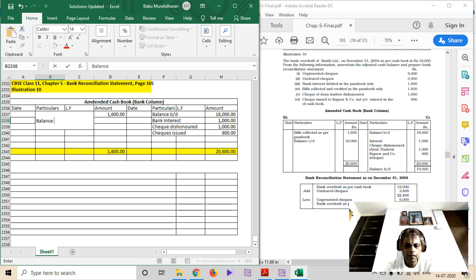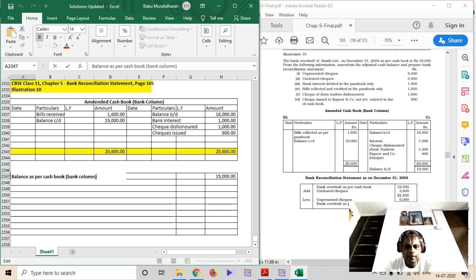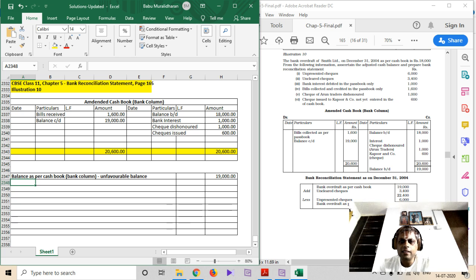So now what is the balance carried down? It is equal to 20,600 minus 1,600. So the adjusted balance, that is the balance as per cash book bank column, is equal to an unfavorable balance of 19,000. I'll write here unfavorable balance, right? So what is the adjustment entry?